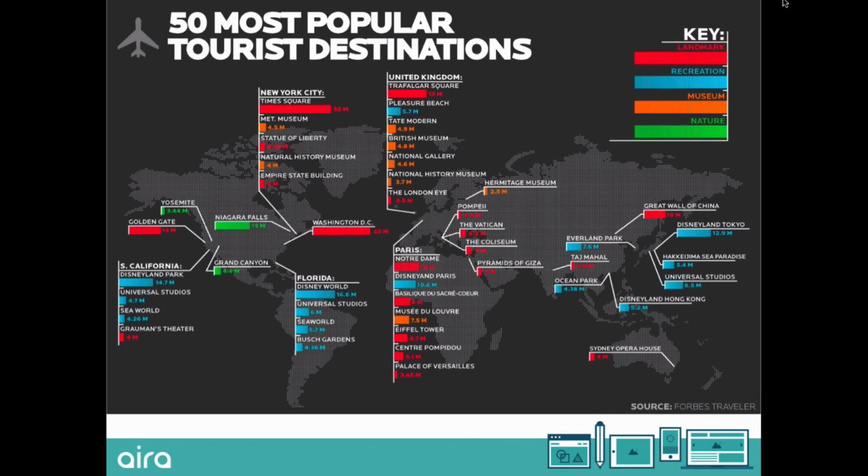And it shows the 50 most popular tourist destinations and breaks them down by different areas of the world. So for the UK, you can see Trafalgar Square is the most popular, followed by Pleasure Beach, Tate Modern, etc. Now I can see exactly the same for California, Florida, Paris, etc. This is kind of cool. It's not bad. It's a nice design.